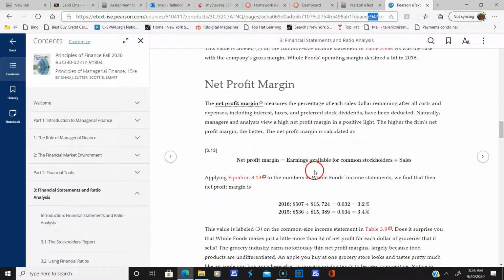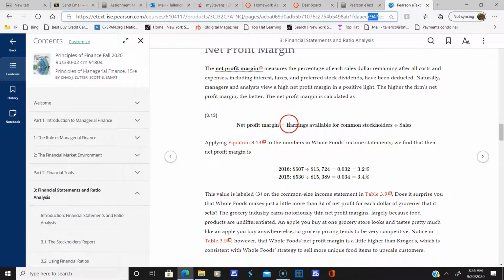All right, and then the net profit margin now, again, is the earnings available for common stockholders, which is the very, very bottom of the income statement, the last line, divided by the sales, which is the first line. So we find that the net profit margin has gone down slightly from 2015. It's almost the same, but it's slightly lower.